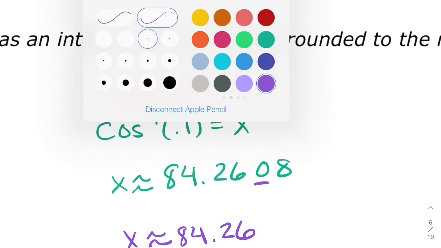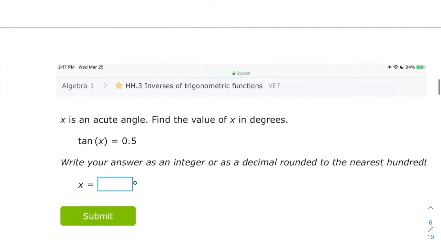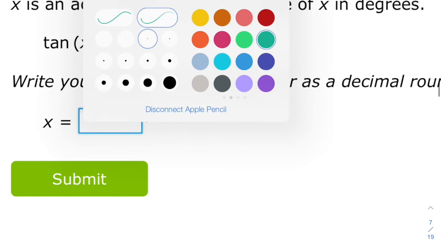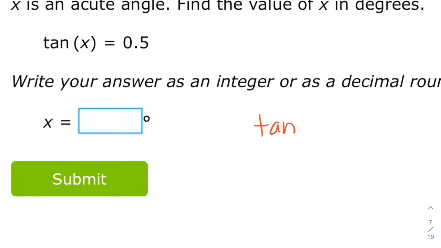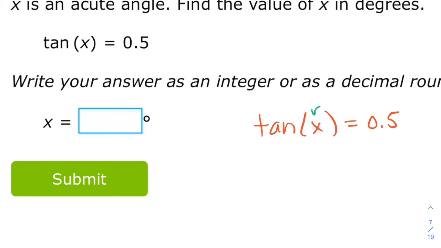Again, when you perform your inverse operation, you're just going to switch this, and then write it as an inverse. And that's it. You're done. Let's do a tangent one. So tangent of x equals 0.5. So I'm going to inverse these. So I'm going to switch the input and output.